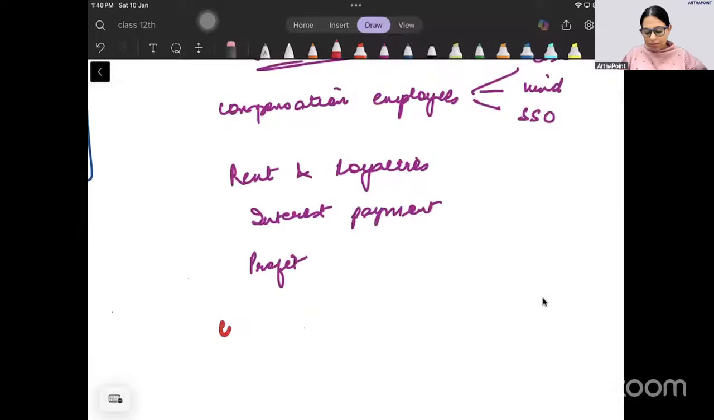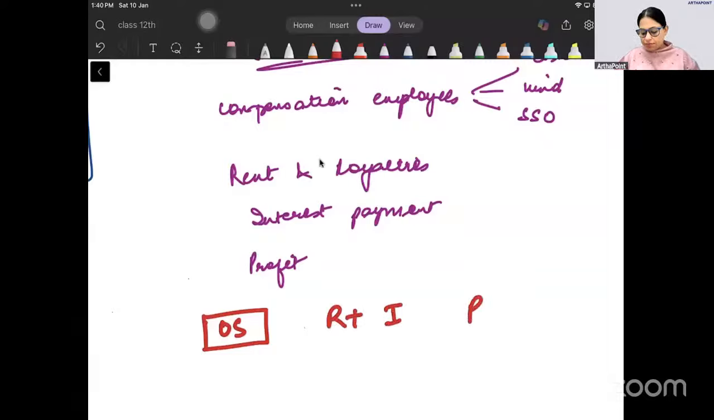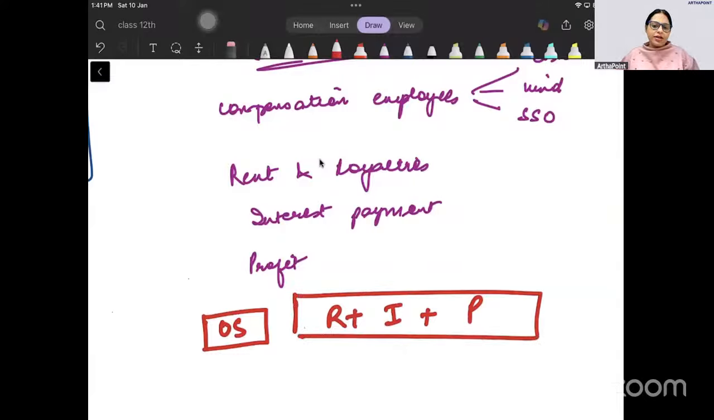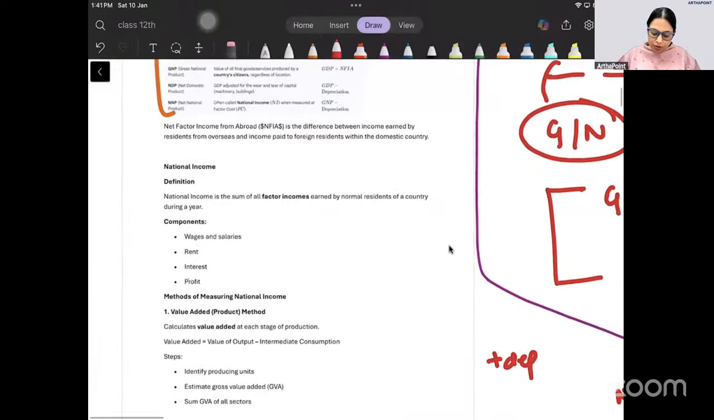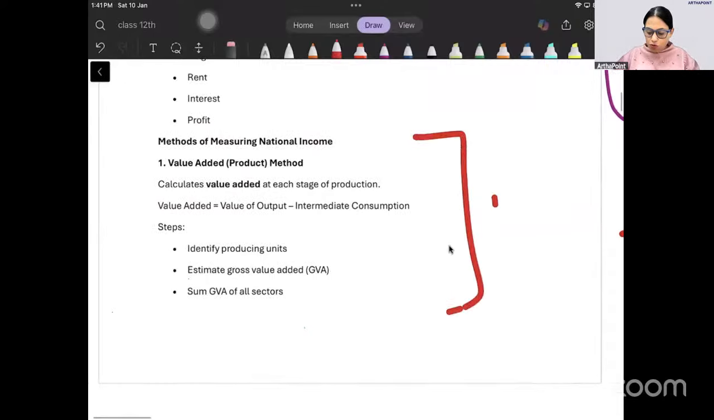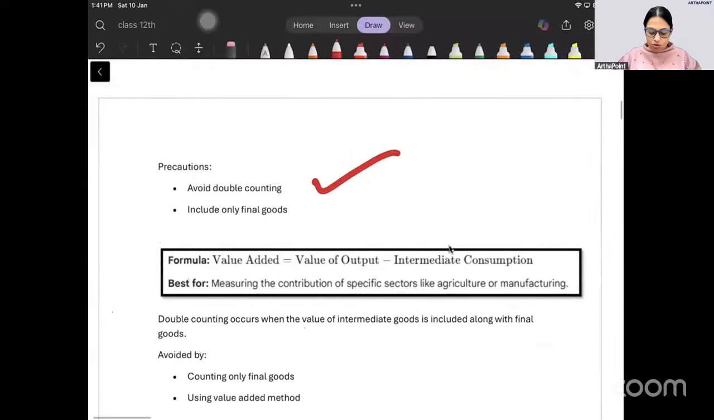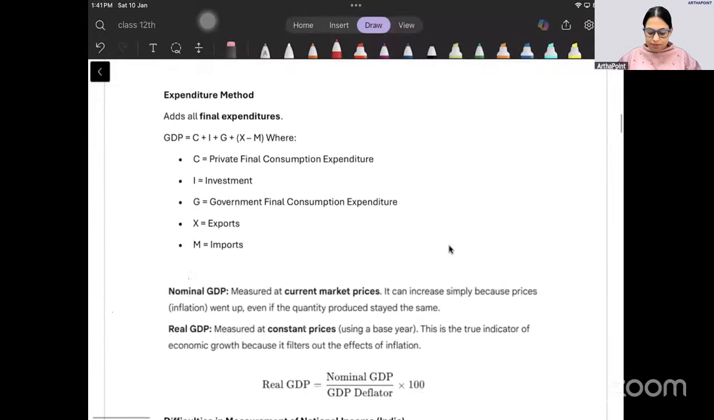Can anyone in the chat quickly tell me what operating surplus is? How do you calculate operating surplus? Anyone? Okay, okay. Operating surplus is RIP. So this, and this. When you add this, it becomes your operating surplus. Now, I want all of you to read this because we don't have time. This is your homework. Read what the inclusions are, what the exclusions are, and what precautions have to be taken. Okay.